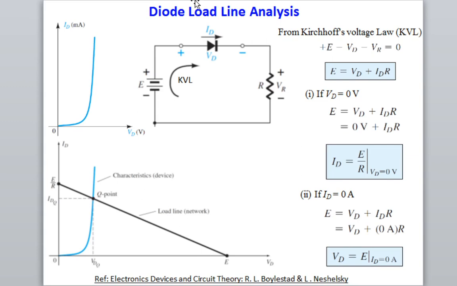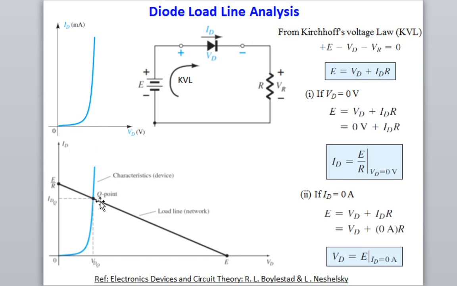So here we have taken a diode. This is basically the output characteristics of a diode. If you draw a straight line on this output characteristics, this straight line is basically intersecting a point on the characteristics curve.